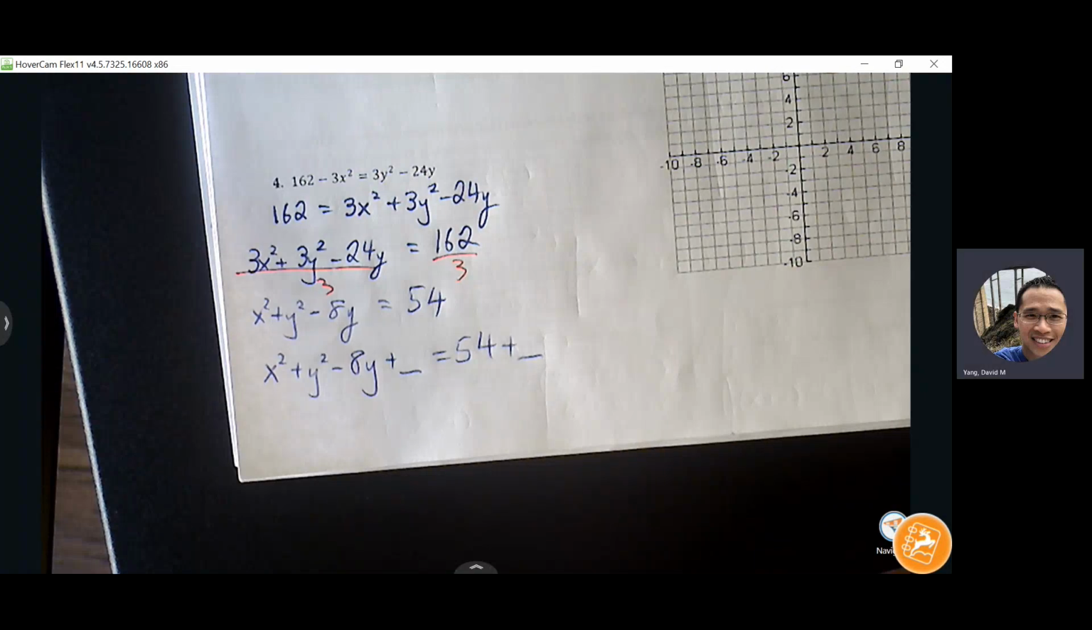Try those steps, see if you can finish the problem, and I'll work alongside you guys.